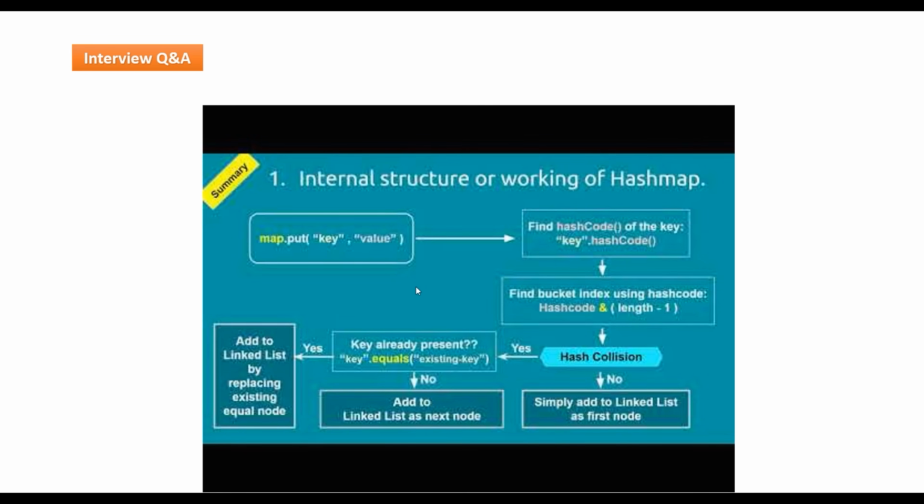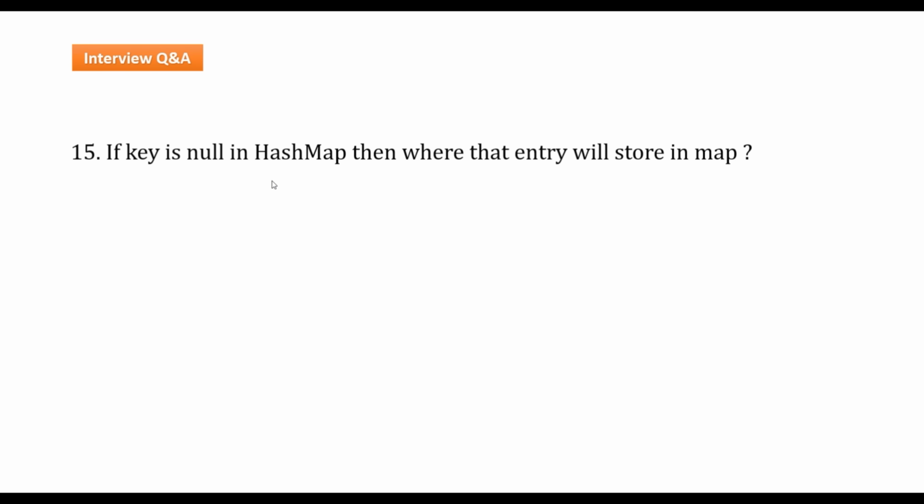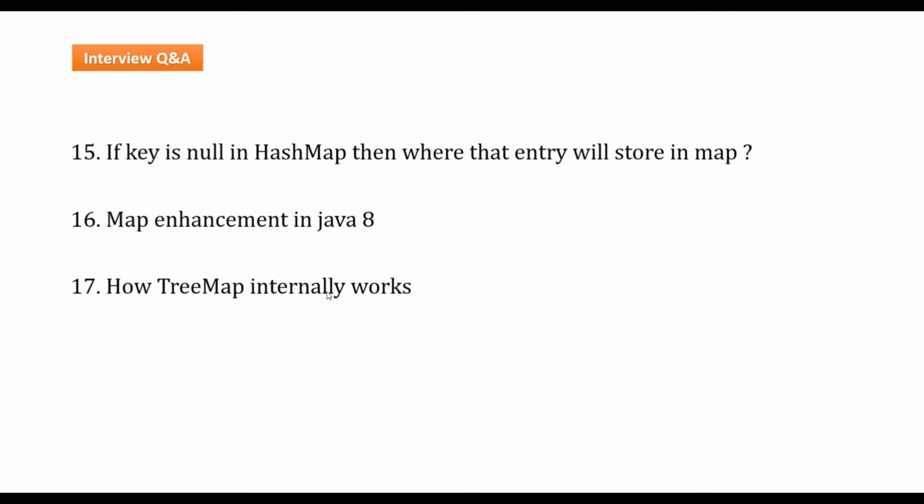Now the next question from the interviewer, which we already discussed: if the key is null in HashMap, then where will that entry be stored in the map? The next enhancement in Java 8 of map. Then the next and last question: how does TreeMap internally work? So you understand HashMap and ConcurrentHashMap internal flow. Now we need to understand how TreeMap internally works.